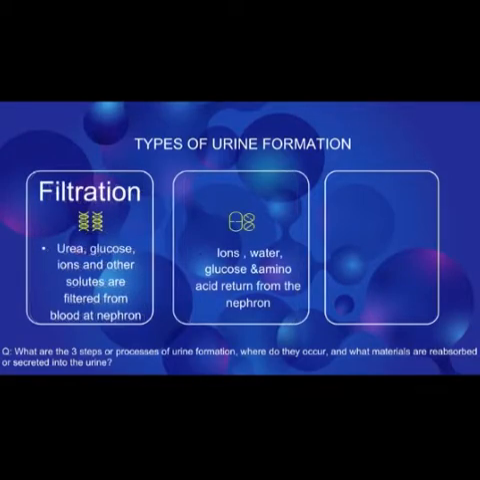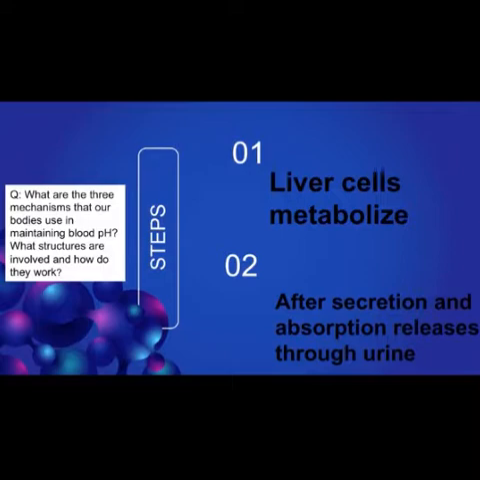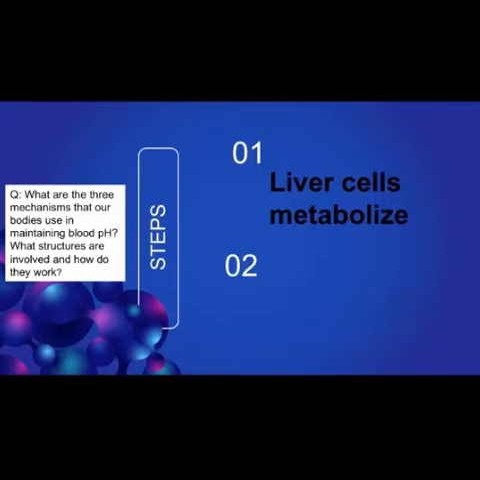Next, reabsorption comes, which returns useful materials like ions, water, glucose, and amino acids back into the blood from the nephron. After that comes the secretion stage, where toxic substances and surplus ions are secreted into the nephron to be eliminated by urine. Finally, after reabsorption and secretion, it is released as urine, which is a mixture of water, urea, toxins, and ions.